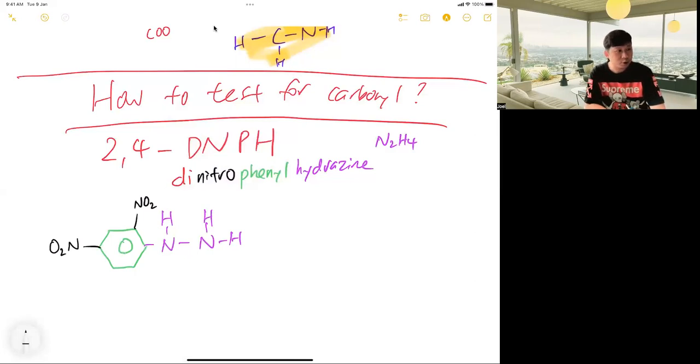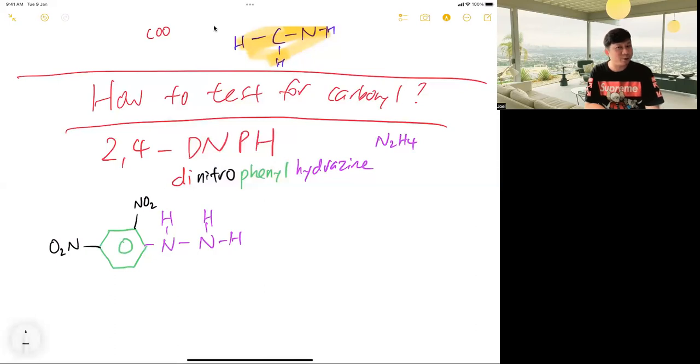So what is this? Hydrazine. Hydrazine is N2H4, but I take away one of the H because I need to connect to a benzene ring. Then on the second and fourth, I put a nitro group. You understand?